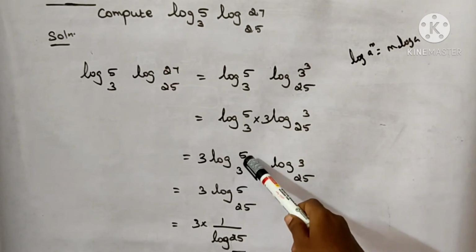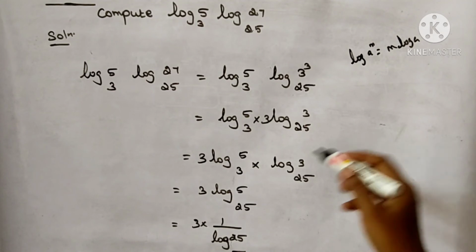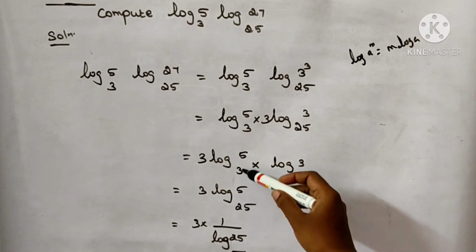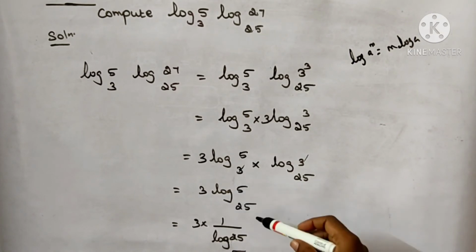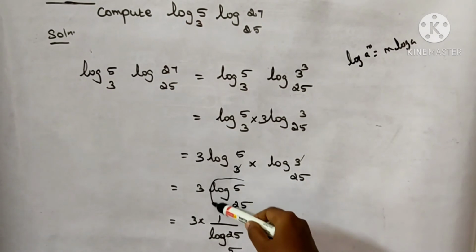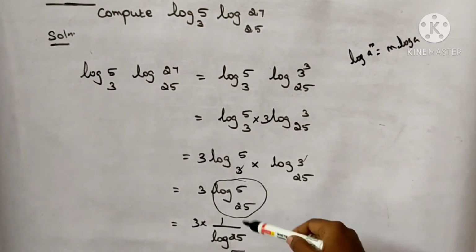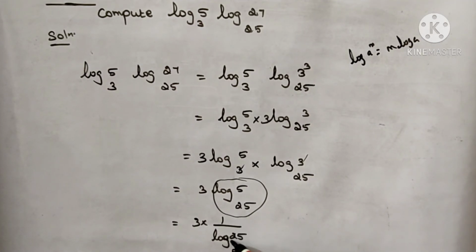So log 5 to the base 3 into log 3 to the base 25 is equal to, in the reducing form, log 5 to the base 25. This 3 and 3 cancelled. We get 3 into log 5 to the base 25. So 3 into, write the reciprocal, then only we reduce this term. So 1 by log 25 to the base 5. Here log 5 to the base 25 we can write as 1 by log 25 to the base 5. So 3 into log, this 25 is 5 square.